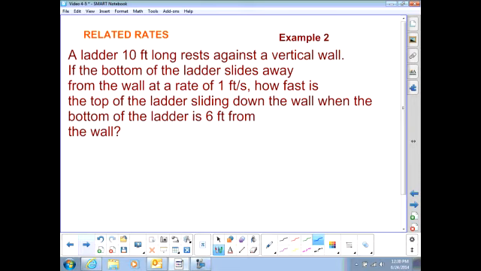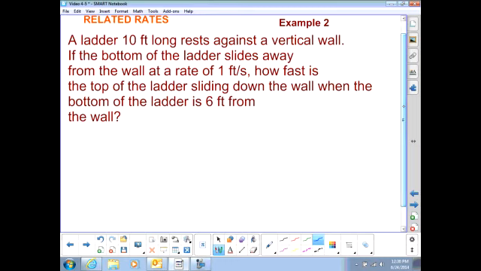Next example, a ladder 10 feet long rests against a vertical wall. If the bottom of the ladder slides away from the wall at a rate of 1 foot per second, how fast is the top of the ladder sliding down the wall when the bottom of the ladder is 6 feet from the wall? So, we basically have a right triangle here, where the hypotenuse is the ladder. You've got the vertical height, and you've got the horizontal distance where it's sliding away from the wall. Something that we know is constant is the ladder is always 10. So we can go ahead and put that in our picture right now because that is not changing at all.